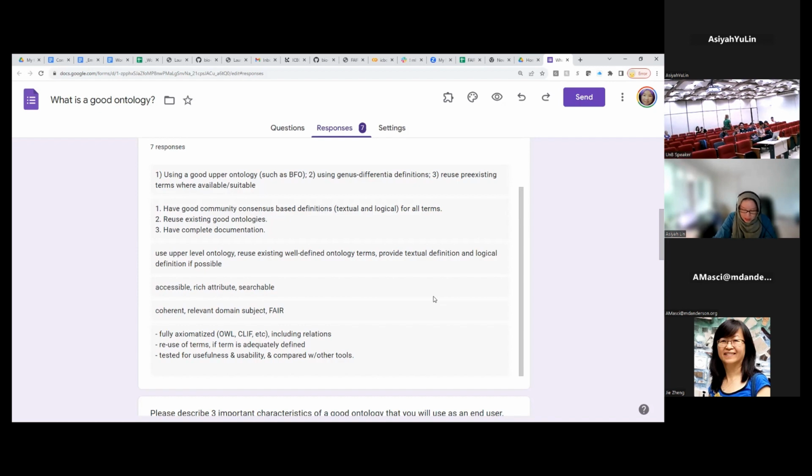Any comments? I think this is a very basic understanding of why we are building an ontology. We need to provide definitions. But if we pull up the OBO Foundry ontology dashboard, you will see that maybe close to half of them don't have good definitions.